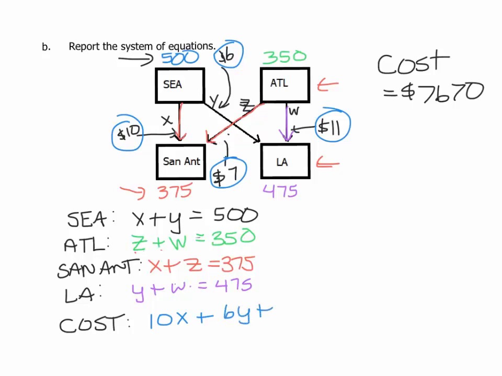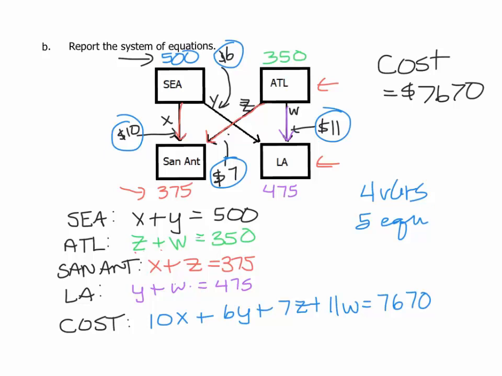The cost for each unit to go from Atlanta to San Antonio was 7, so that's going to be 7Z units. And finally, we're going to have 11W units. This should total to 7,670. Now, if we look here, I've got 4 variables and I have 5 equations. So hopefully we will get a unique solution.